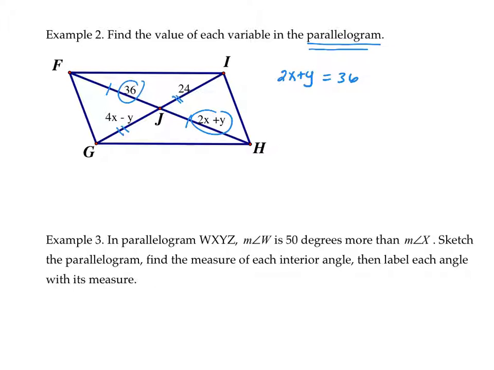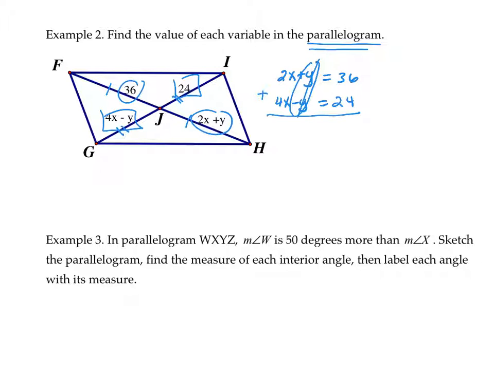So we need a second equation, which would be 4x minus y equals 24, because those are the two segments of the other diagonal. So what we have here is a system of equations, and we can solve this one by elimination. Notice that we have positive y and negative y. So if we simply add the two equations together, the y's will add to 0, and they're eliminated.